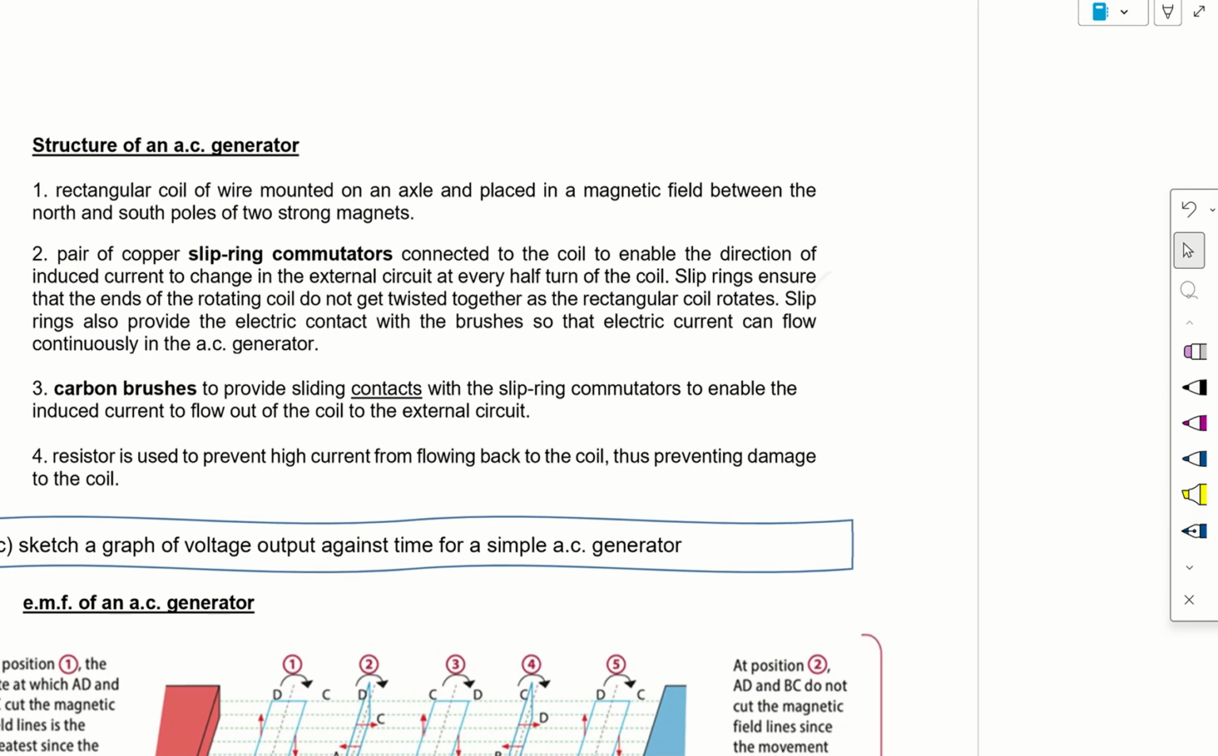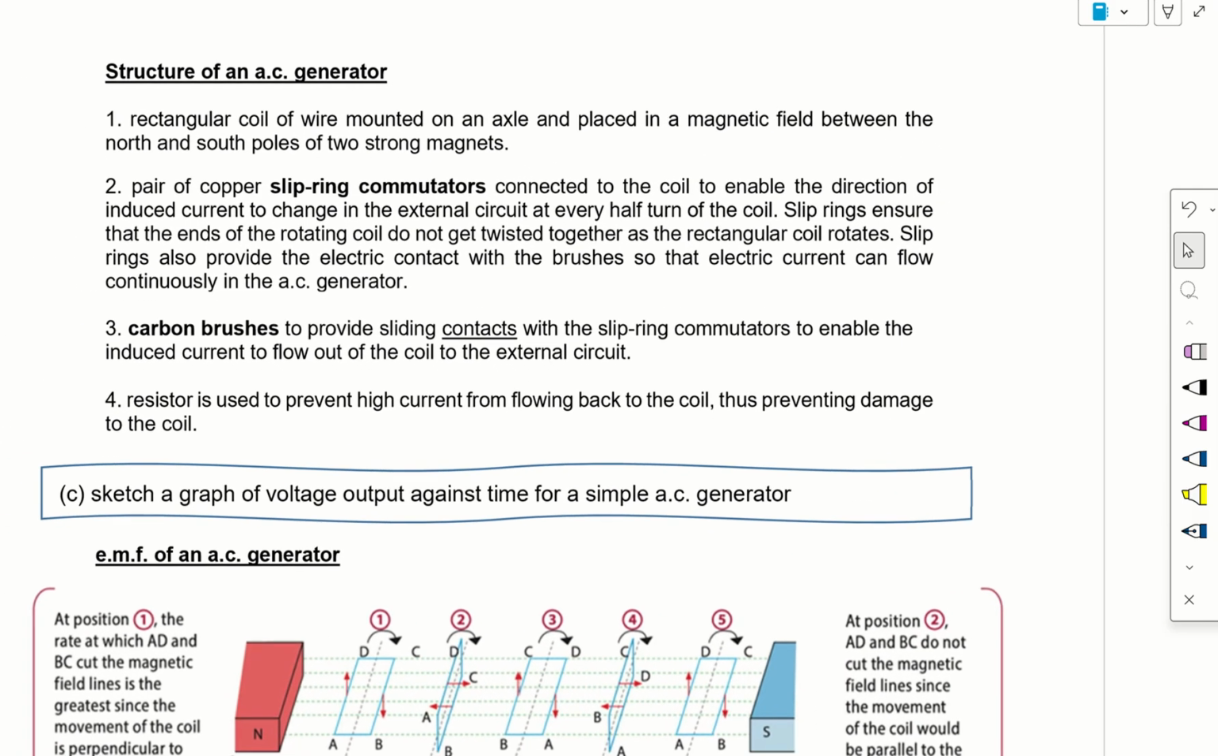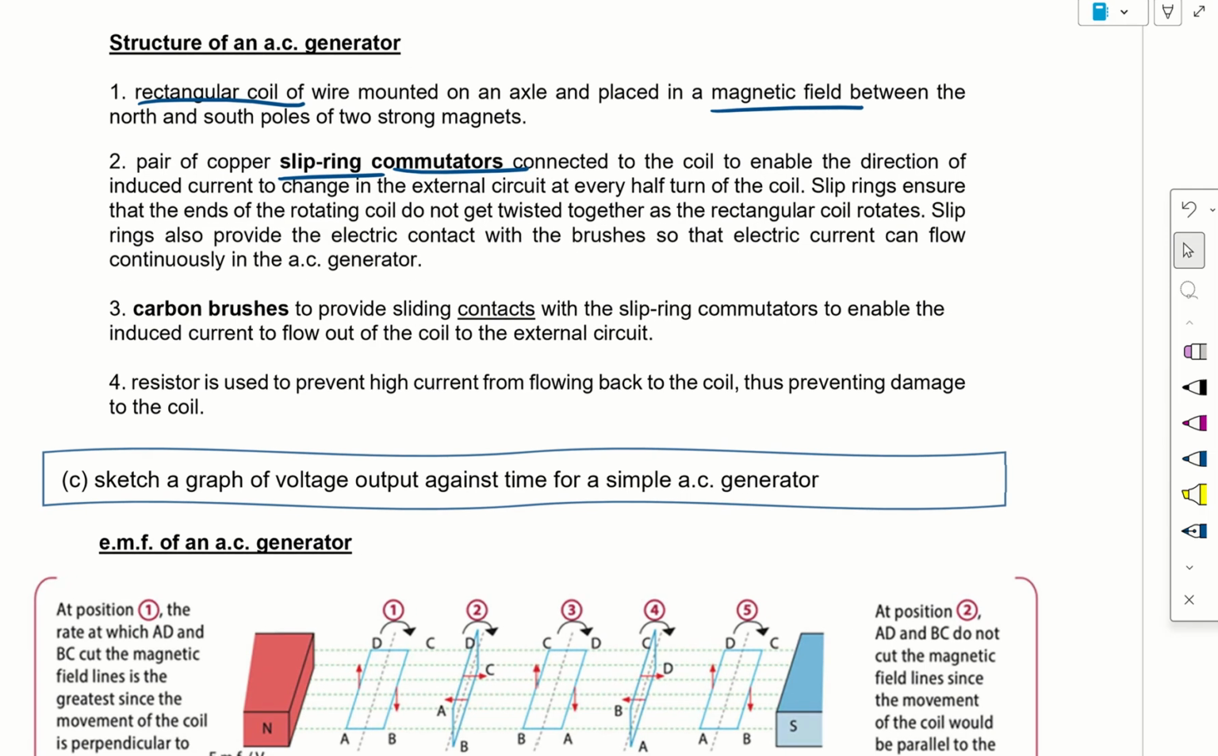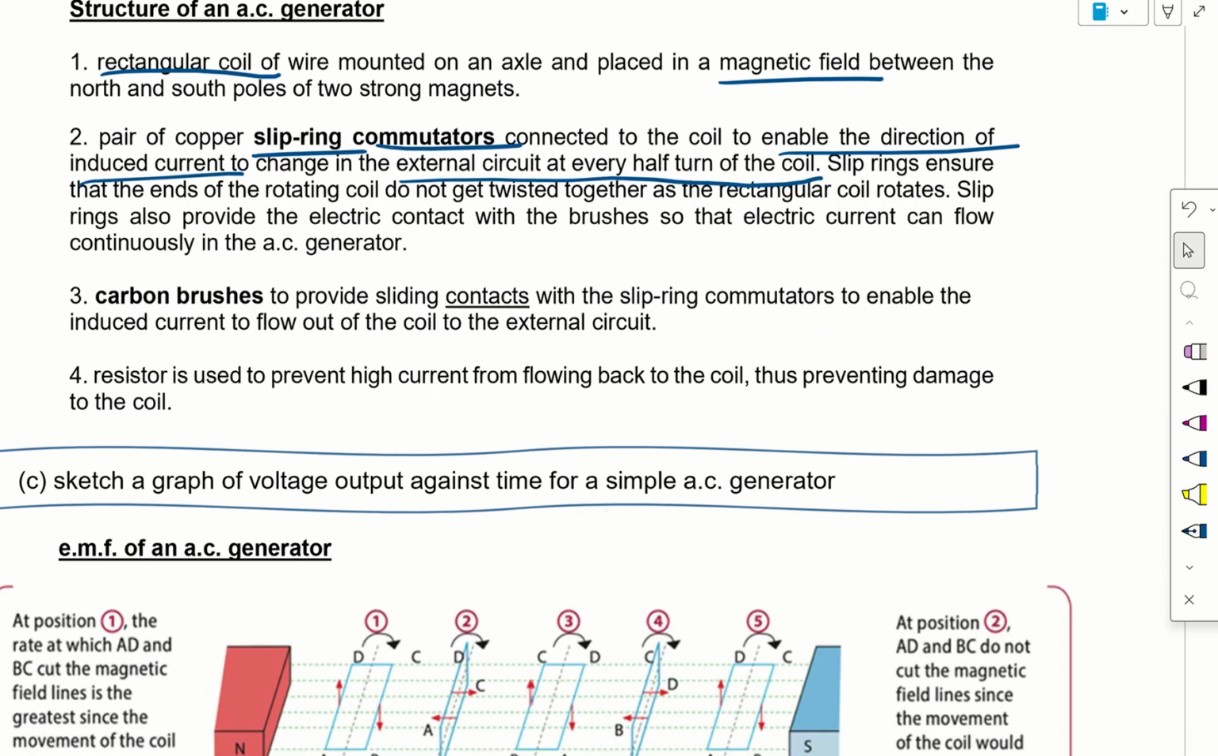So what's the structure of an AC generator? It is a rectangular coil of wire mounted on an axle and placed in an external magnetic field. Then we have these slip ring commutators. There's one for side arm AB, and one belonging to arm CD. It is connected to the coil to enable the direction of the induced current to change in the external circuit at every half turn of the coil.